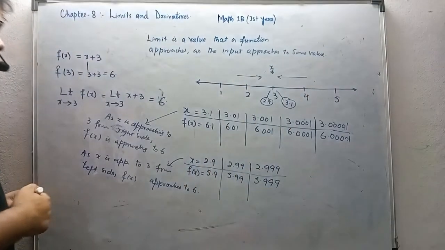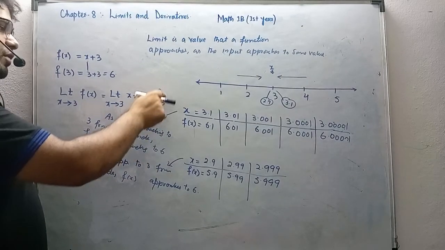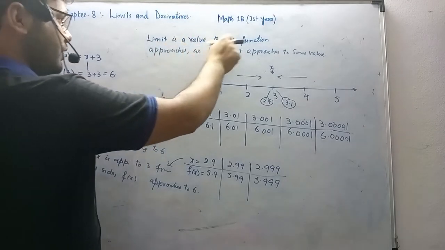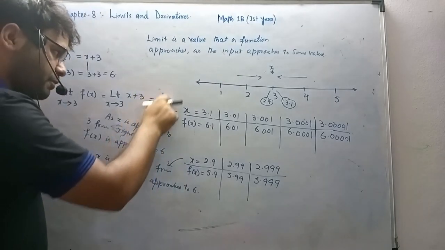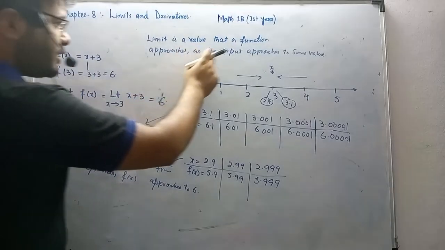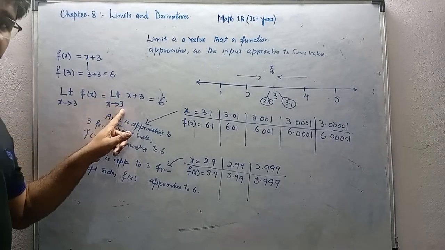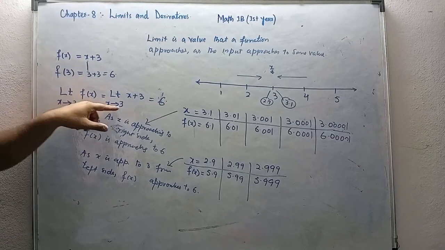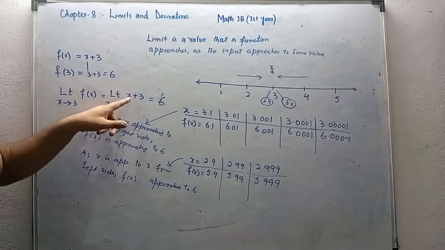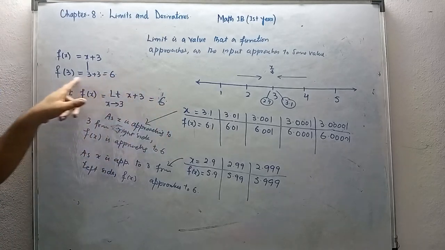Understand this definition. So what is a limit? It is a value. Which value? Here the value is 6, so this is the limit. But how is it a value that a function approaches? It is approaching. How and when is it approaching? As the input approaches some value. The input is our x. x is approaching some value, that is 3. So as x is approaching 3, f(x), that is x plus 3, is approaching 6. So this 6 is the limit of this function f(x).